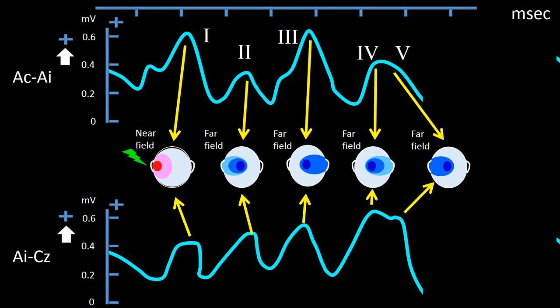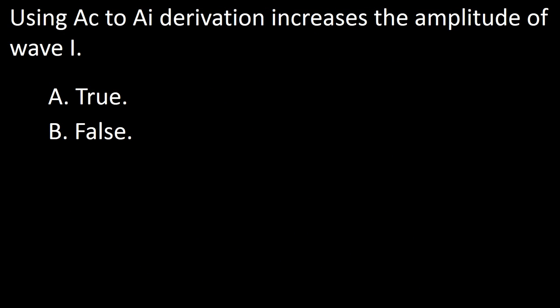Notice that wave 1 is very prominent. This is so because the negativity at AI is now compared with the positivity at AC, which, unlike CC, is not contaminated by the negative field that is produced at the ipsilateral ear with the stimulation. So the answer to this question is A, true.